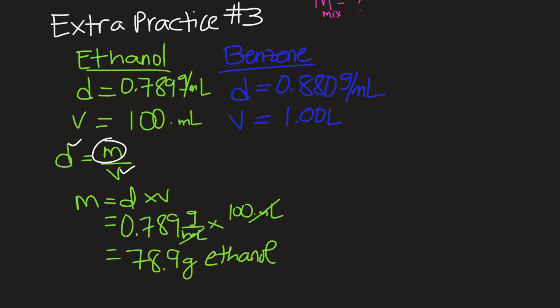Okay, what we're going to be able to do is find the mass is going to be equal to density times volume of our benzene as well. So if we can find the mass of our benzene and we can add then the mass of the benzene with the mass of the ethanol, we'll be able to get the mass of the mixture. So the density is 0.880 grams per milliliter. And then when we go to put in our volume, we realize we're not in milliliters.